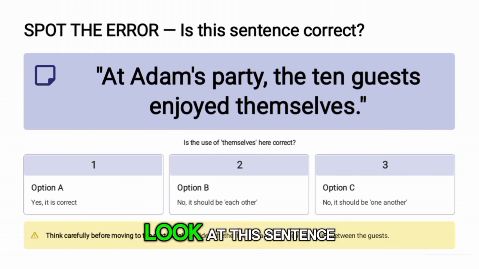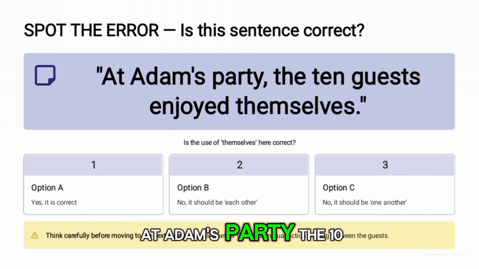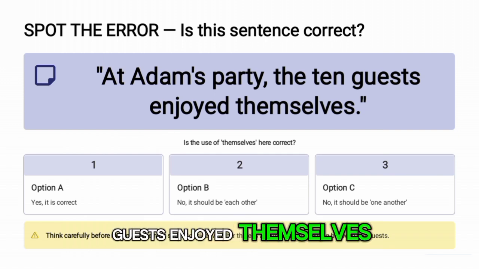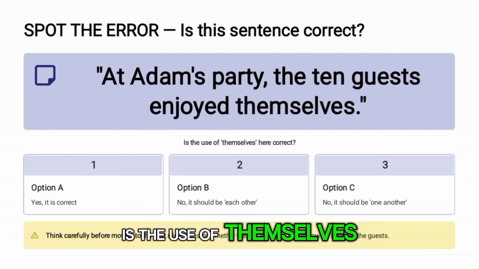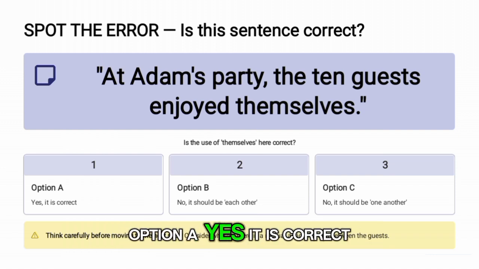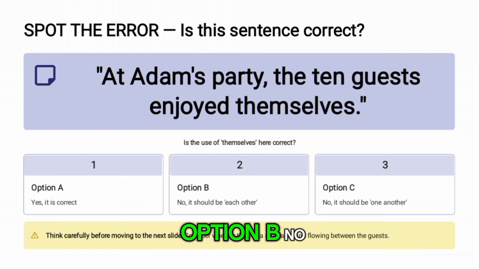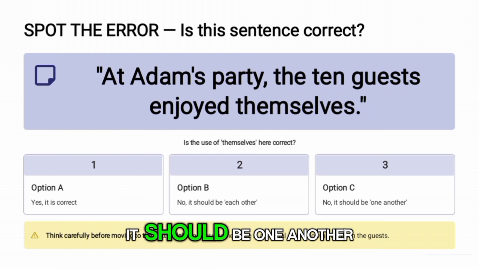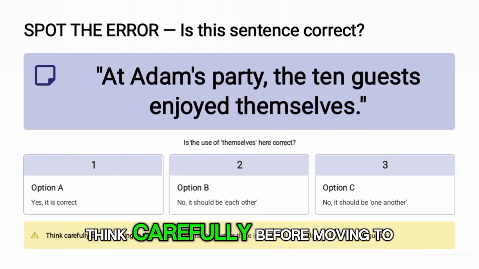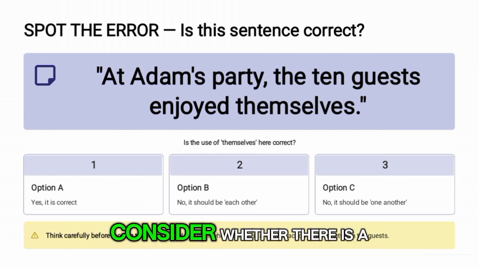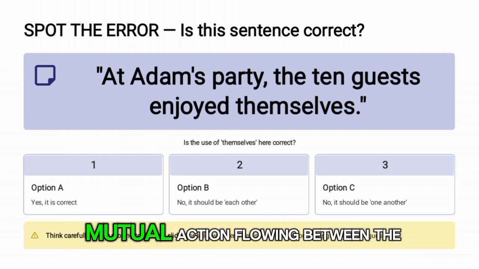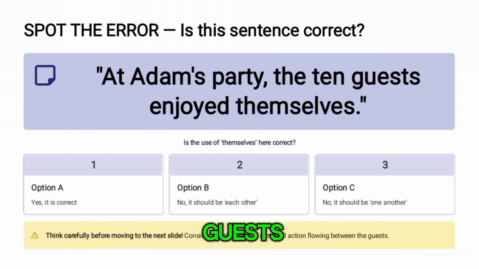Look at the sentence. At Adam's party, the 10 guests enjoyed themselves. Is the use of themselves here correct? Option A, yes, it is correct. Option B, no, it should be each other. Option C, no, it should be one another. Think carefully before moving to the next slide. Consider whether there is a mutual action flowing between the guests.